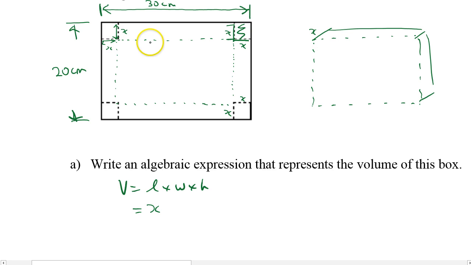But looking at this here, the length here won't be 30. And be careful, it's not 30 minus x. It's actually 30 minus 2x, because I have to take off an x from this side and I have to take off an x from that side. So the long dimension will be 30 minus 2x. And the height will be similarly, this one to here, it will be 20 minus 2x. All right, I hope that's straightforward for you.